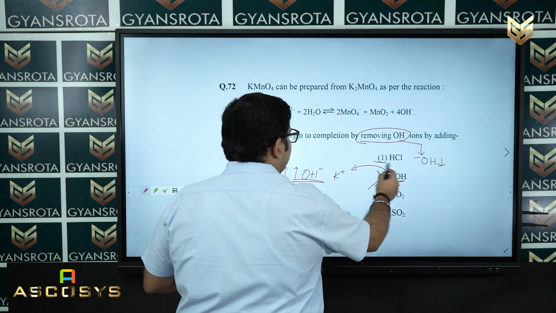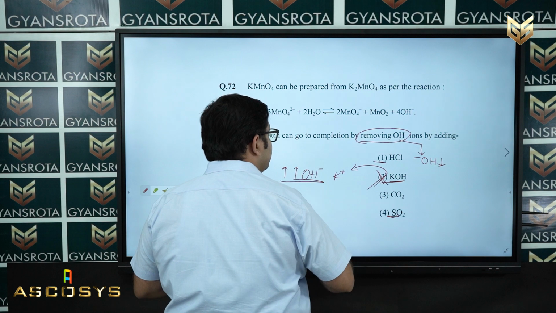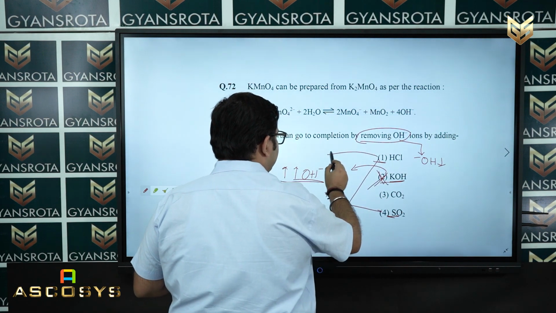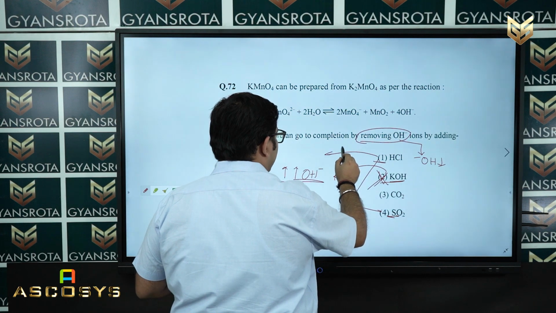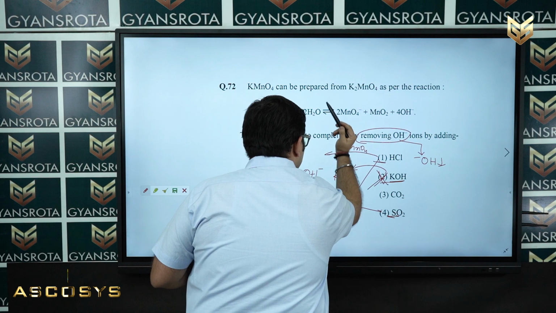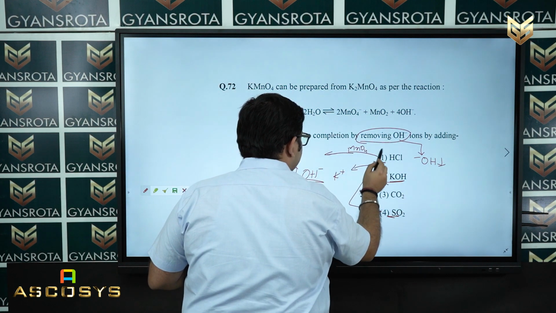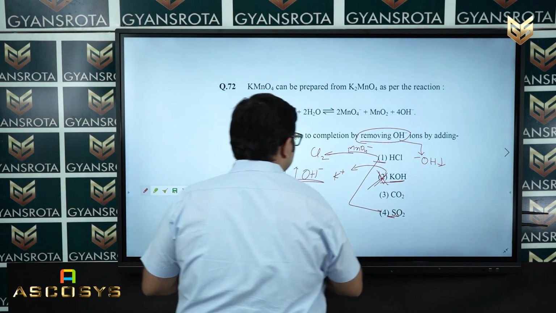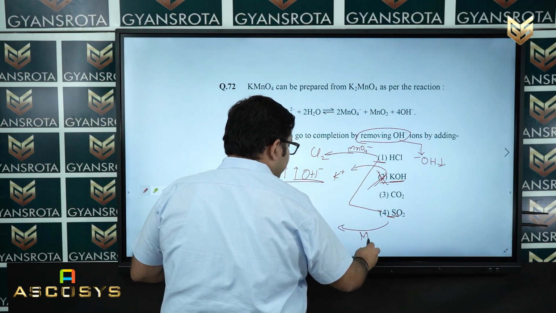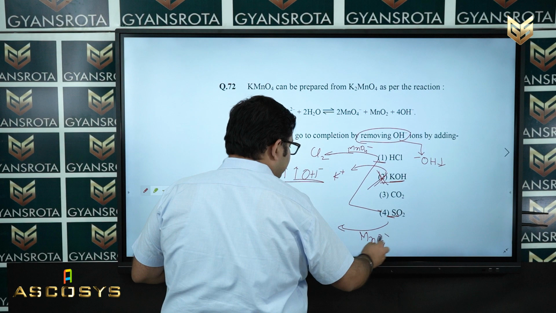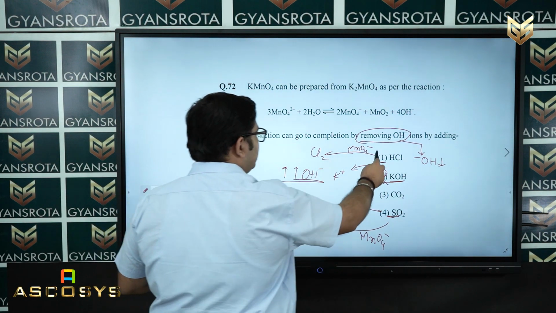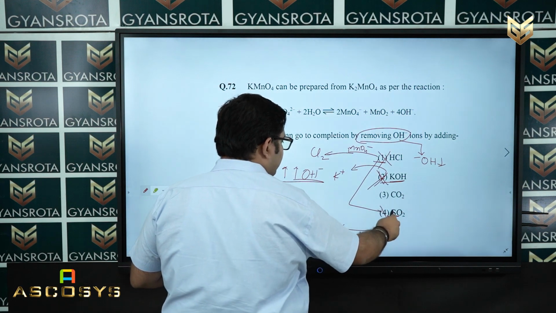Now, HCl and SO2 we can't use, because HCl is oxidized by KMnO4, sorry, MnO4- oxidizes it to Cl2, whereas SO2 is oxidized by MnO4- to SO3. So, we can't use option number 1 and option number 4.